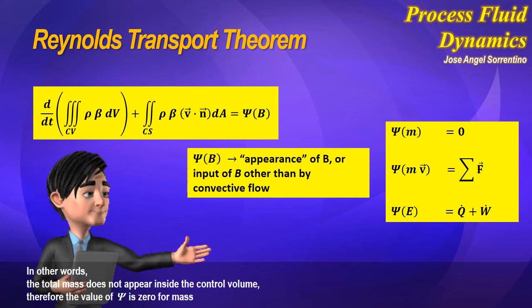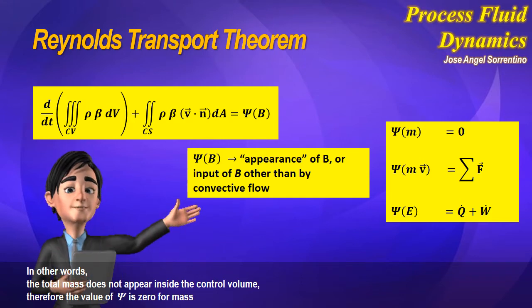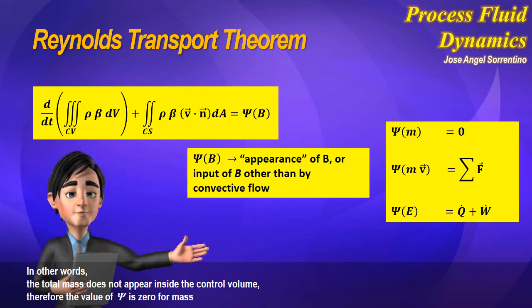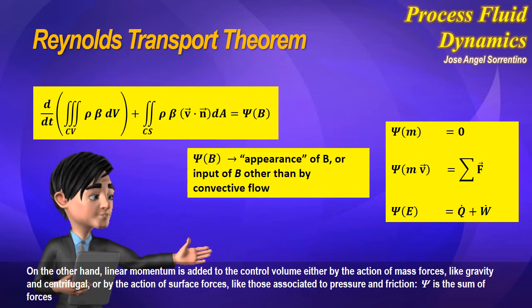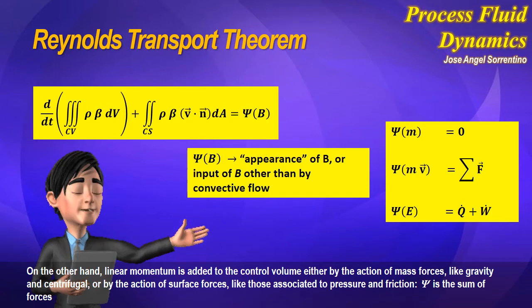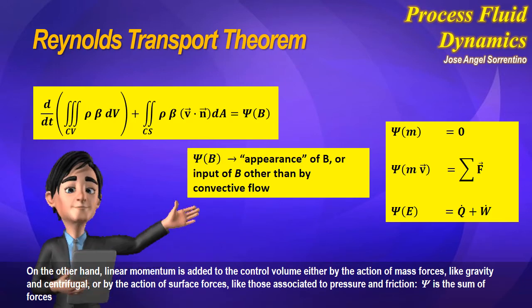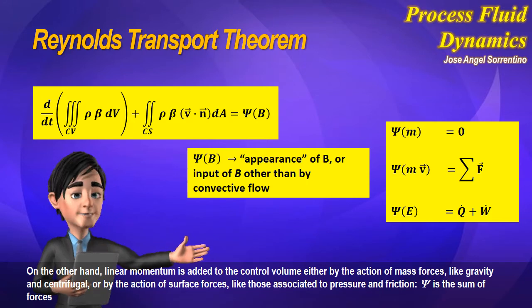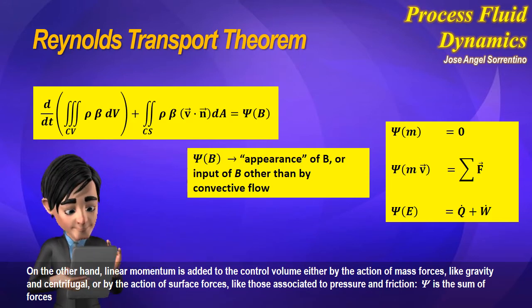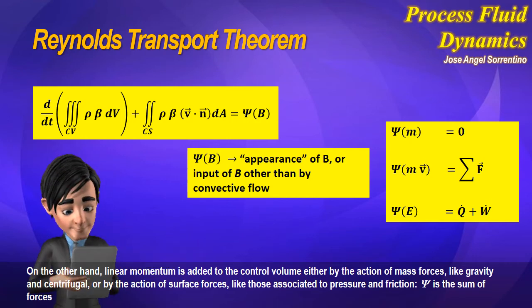In other words, the total mass does not appear inside the control volume, therefore the value of psi is 0 for mass. On the other hand, linear momentum is added to the control volume either by the action of mass forces, like gravity and centrifugal, or by the action of surface forces, like those associated to pressure and friction. Hence, psi is the sum of forces.